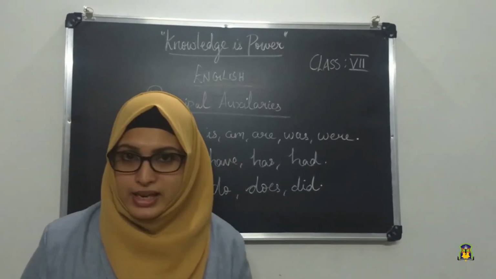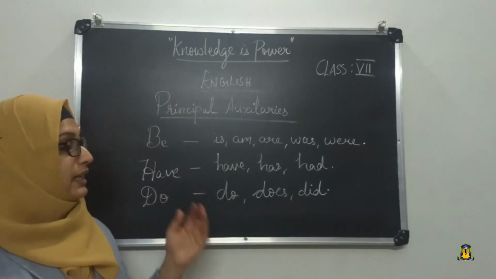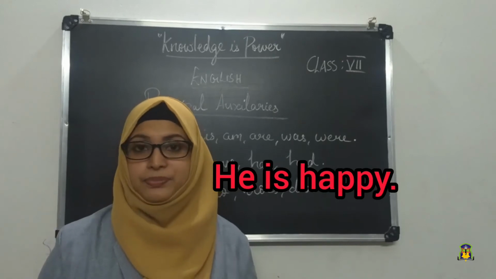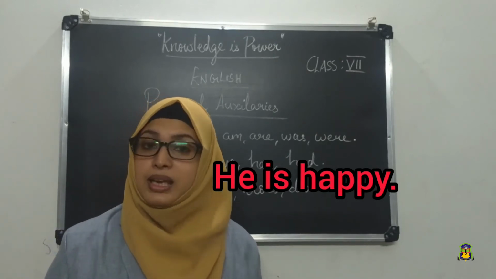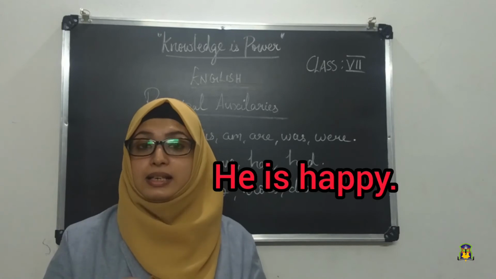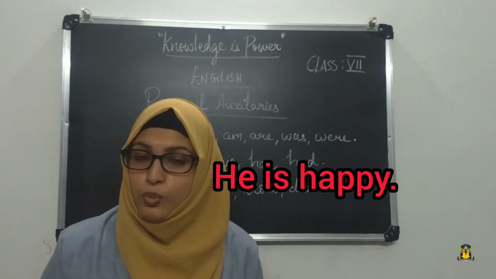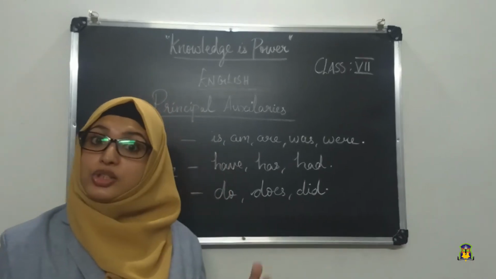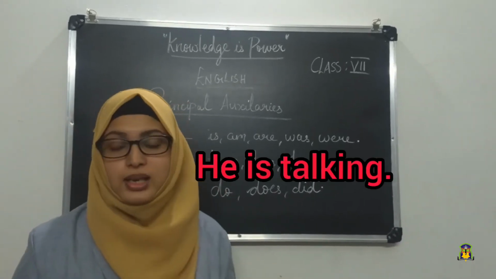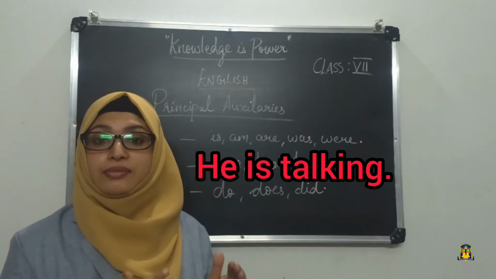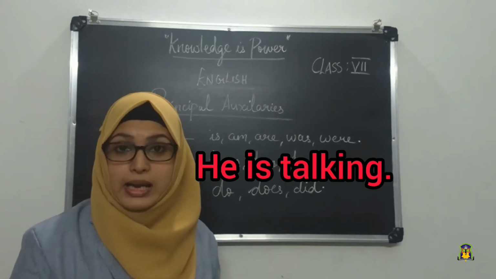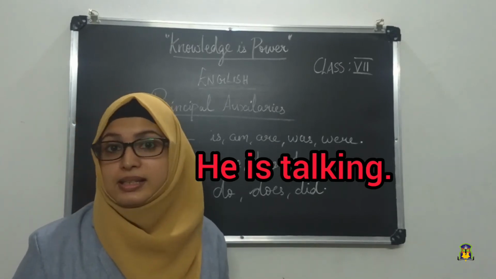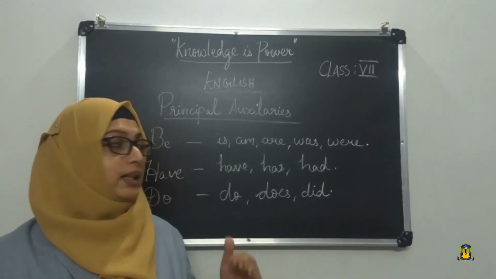If we take, for example, the verb be, if I am taking "He is happy. He is happy." In that sentence, is represents a main verb. Another example, if I take "He is talking." In that sentence, is functions as an auxiliary or helping verb because talk, another main verb, is there in the same sentence. So that is the difference we can see.